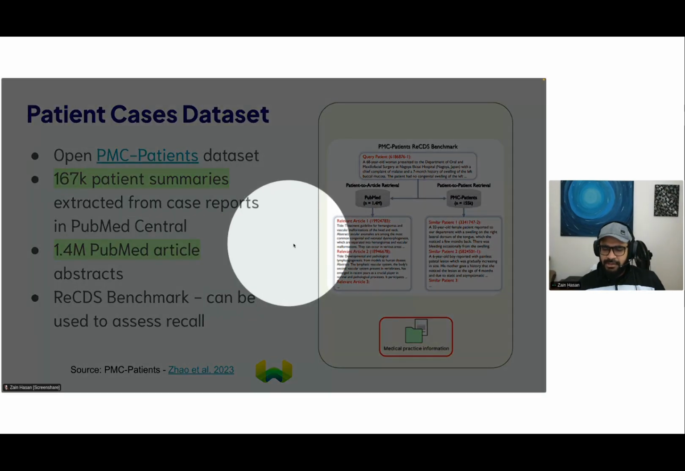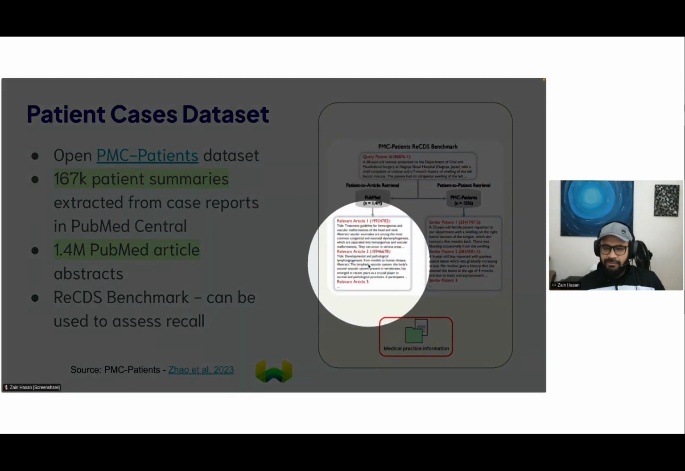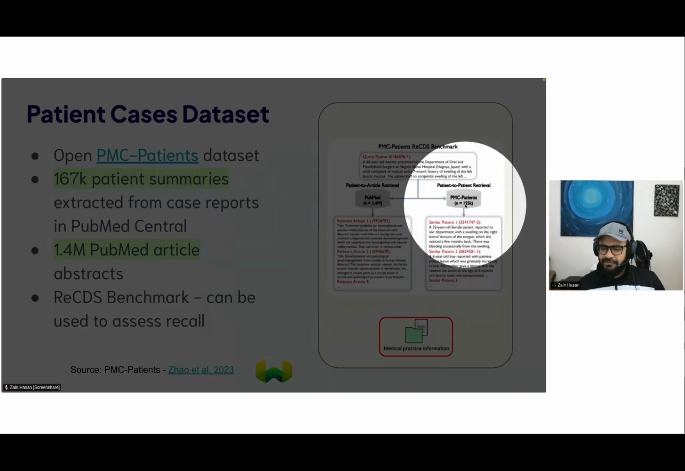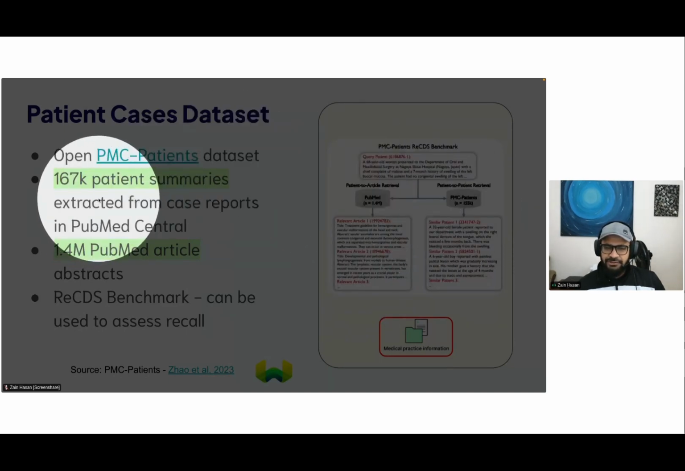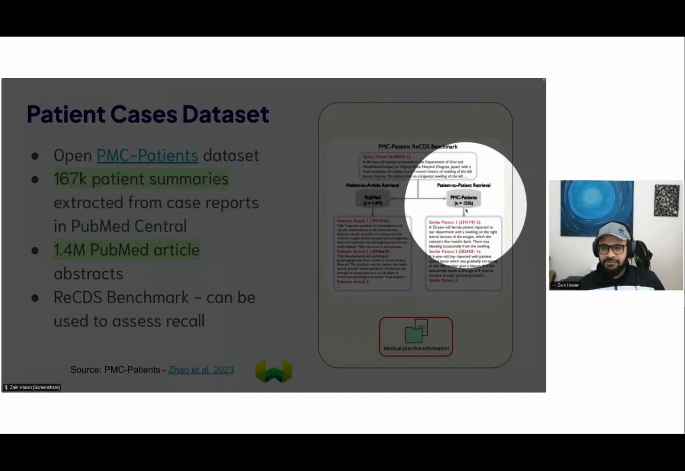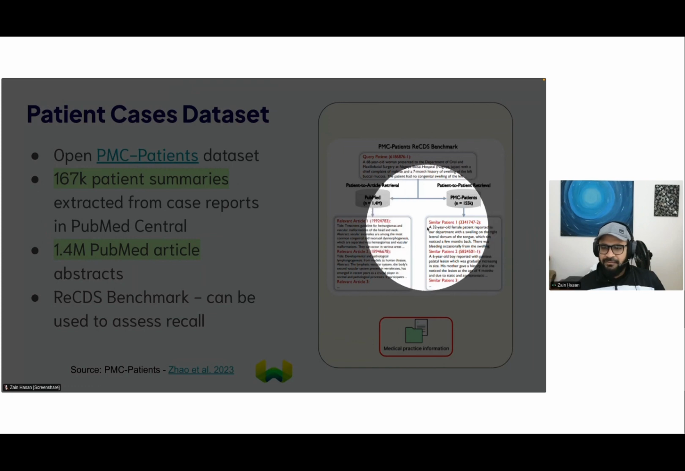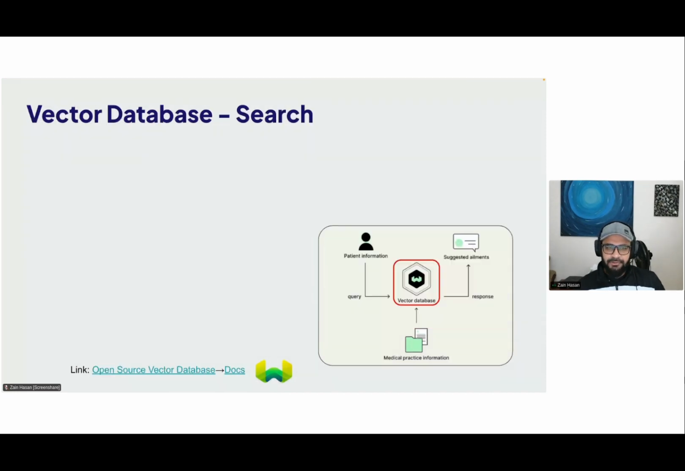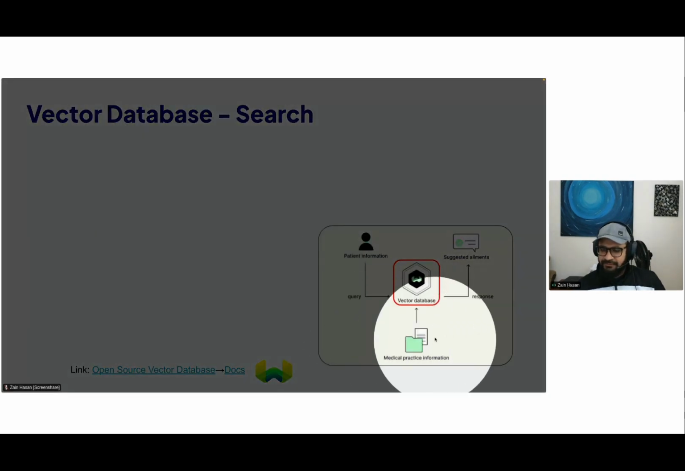So you've got 1.4 million papers from PubMed, and then you've also got, so this says 155,000, but the data set was actually upgraded. So if you go to that link, you'll actually see 167,000 patient information, and this is what one example looks like. Okay. So we're going to take this data set and we're going to index it and put it into a database.